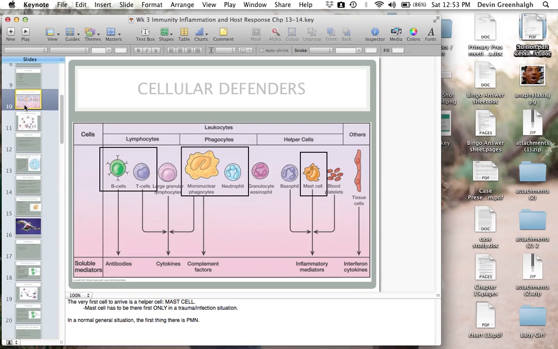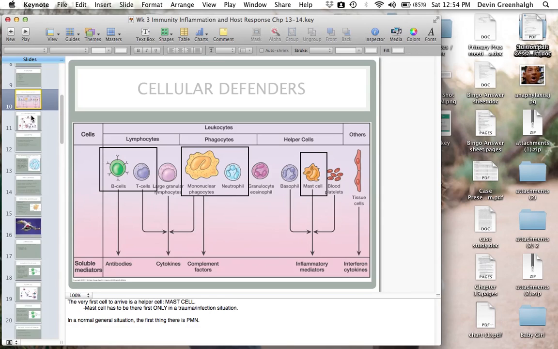So here's an example. So what's the very first cell to arrive? The mast cell. The mast cell is the very first cell to arrive. And the mast cell has to be there first only in the situation of trauma or infection. So, generally, the first cells that arrive are neutrophils, right? We know that. Neutrophils or PMNs. But in a situation with trauma or infection, the mast cells are the first to arrive.